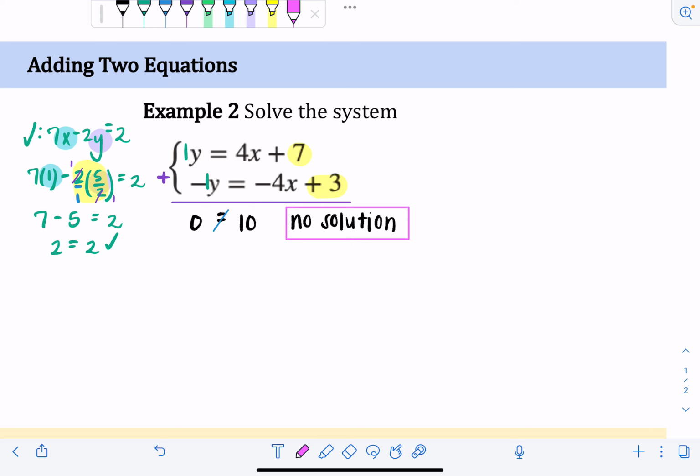And then remember, when the variables are gone and you end up with two numbers that do equal each other, like 10 equals 10, that would be the infinitely many solutions.